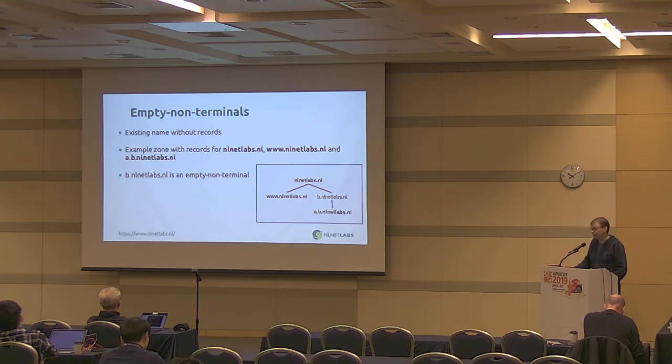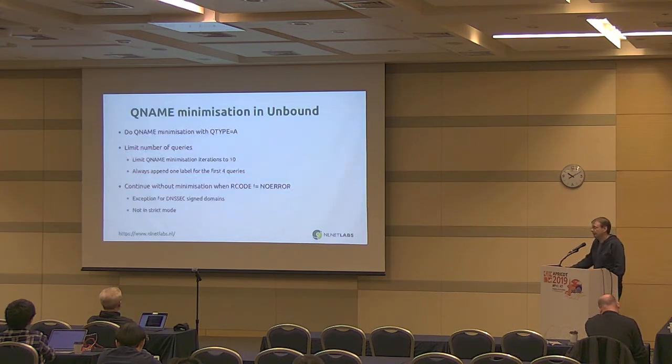So in this example here, b.analytlabs.nl doesn't have any records attached to it, so the name itself technically doesn't exist. But there's a.b.analytlabs.nl, which does have records. So if you do this step-by-step approach, and you get an NXDOMAIN back for b.analytlabs.nl and you stop, then you would actually not get the answer that you need to get. Which is why Unbound does things its own way to get this to work.